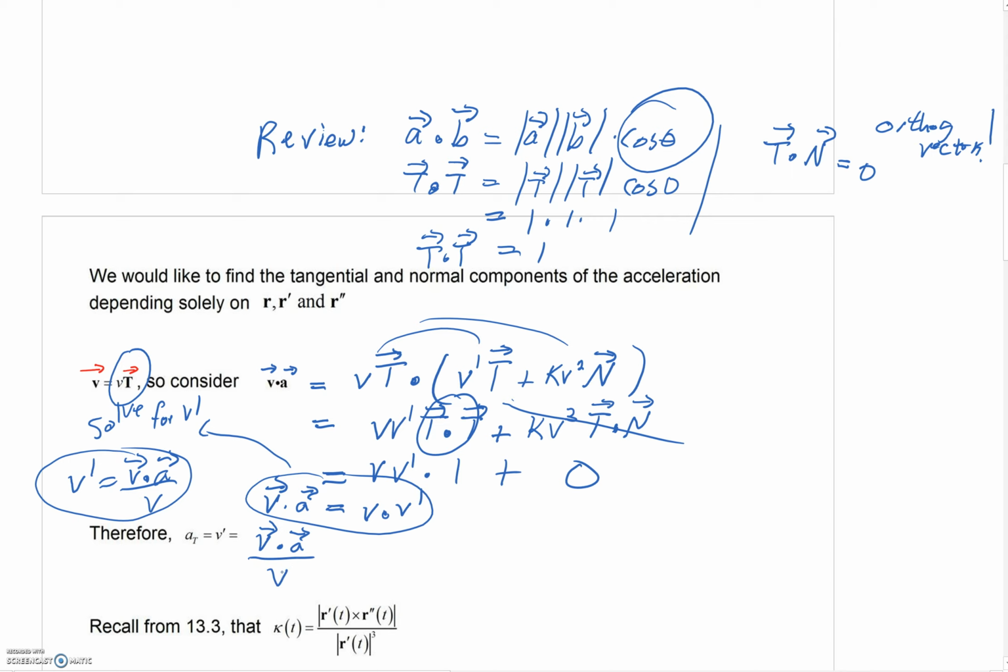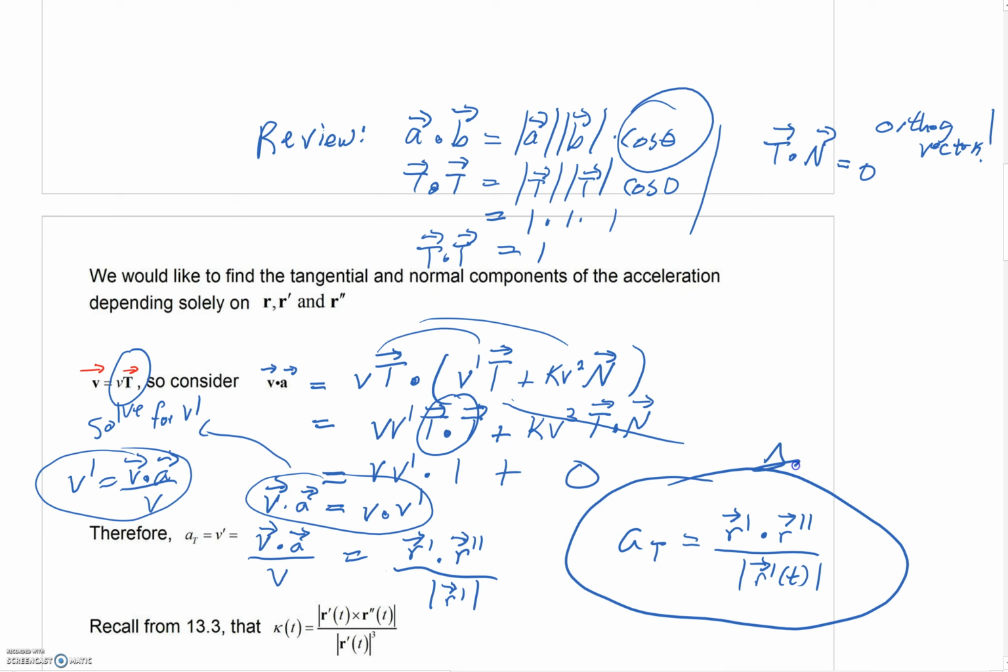So therefore what we have is, the velocity vector was r prime. The acceleration vector is r double prime. And v without the arrow is the length of the velocity vector, so it's the length of r prime. So wonderfully, what we're seeing, guys, is we have now found a formula for the tangential component of acceleration. We've got it right here. So that's wonderful news.